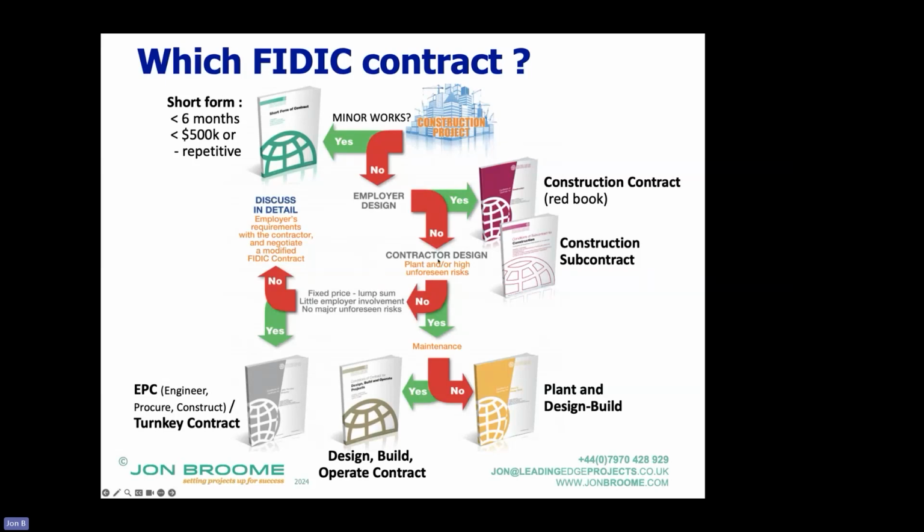If there is a contractor design and they're going to get on and do it, then you've got the plant and design and build contract. They're the same contract. So that's where the contractor is doing the design. So that would be equivalent to option A, but with contractor design in it. You've then got the design, build, operate contract. Well, guess which one that's the equivalent to in the NEC family.